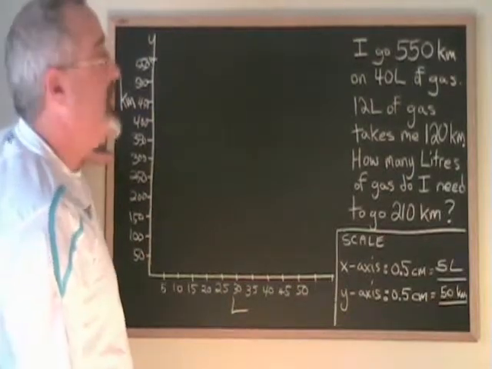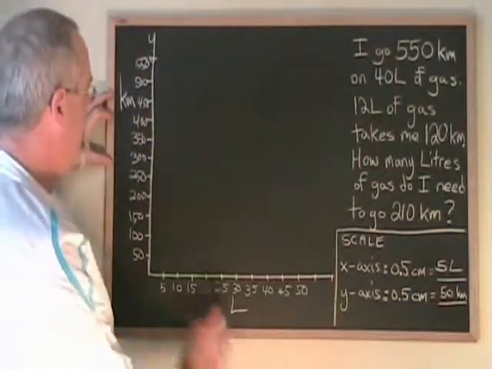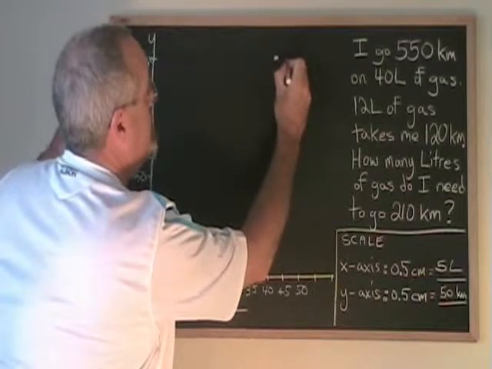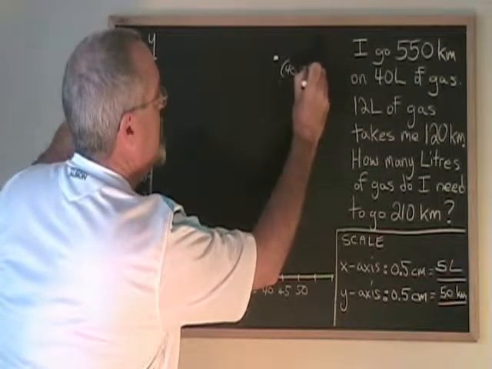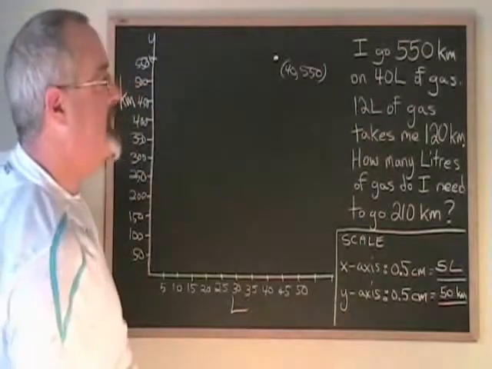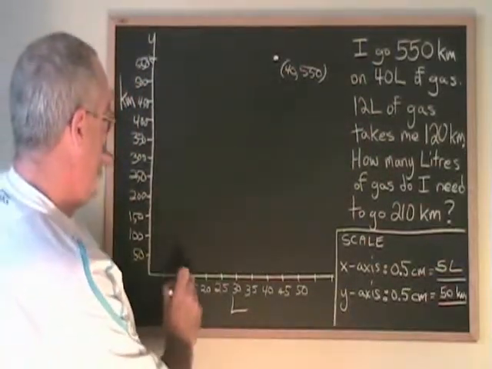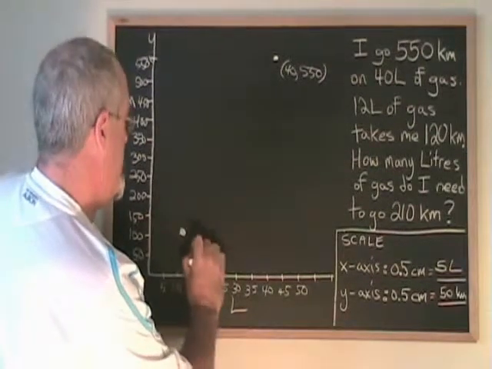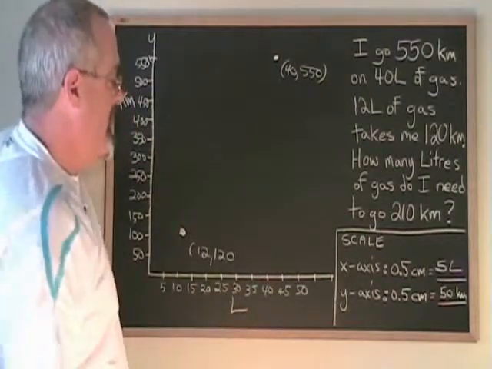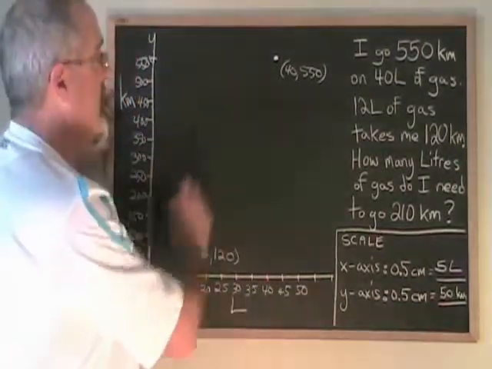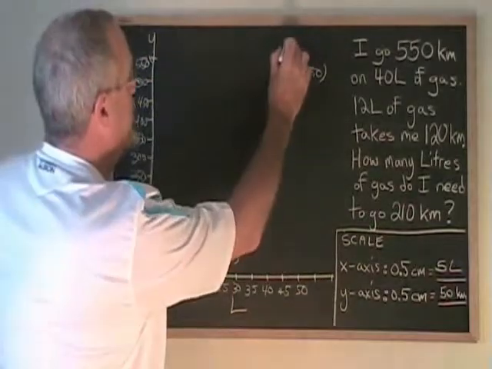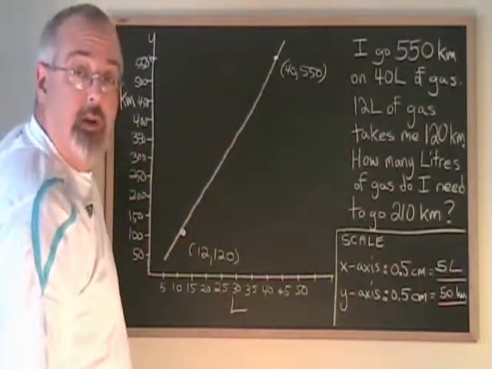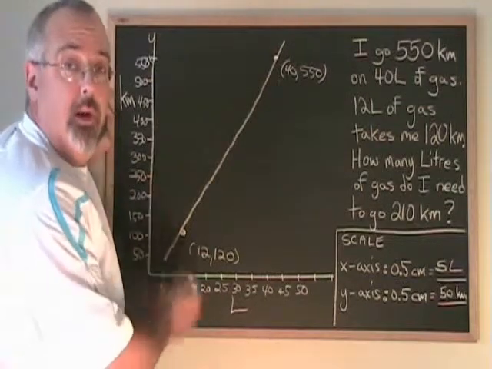Now it's time to plot my points. 550 kilometers on 40 liters of gas gives me a point here. 12 liters of gas and 120 kilometers gives me a point right about here. Use a ruler to draw a line. I don't have a ruler, but make sure on your paper that you use a ruler to draw a line through these 2 points. The neater your graph and the straighter you draw your line, the more likely you are to get the right answer.